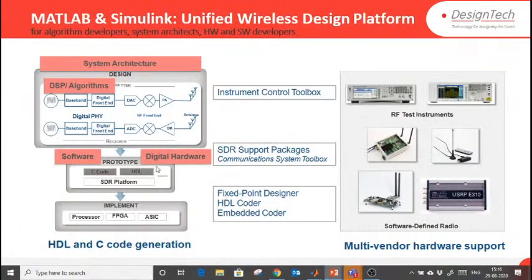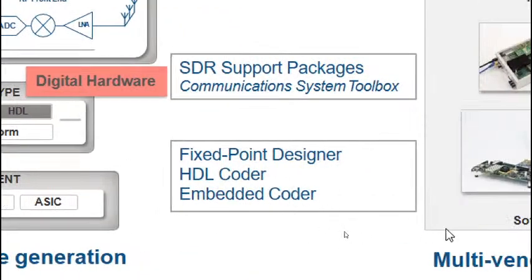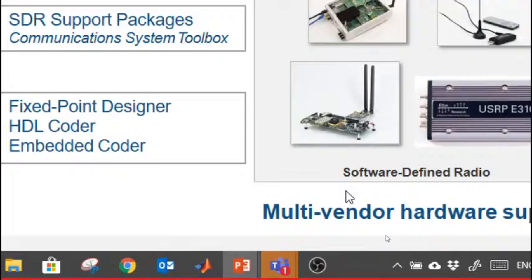For prototype designing, you can generate C code, HDL code, and embedded code, and further, for implementation, you can interface a processor, FPGA, or ASIC hardware if you have it. For that, we have HDL Coder and Embedded Coder available in MATLAB.